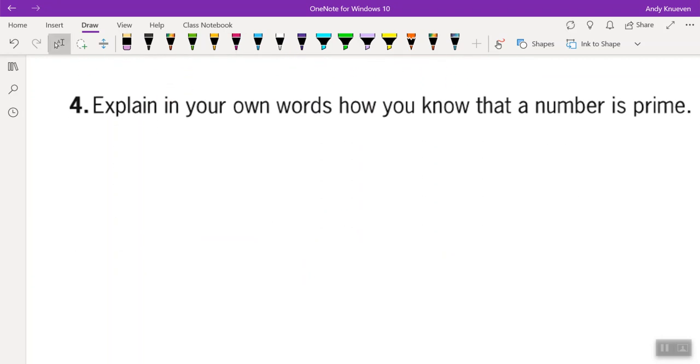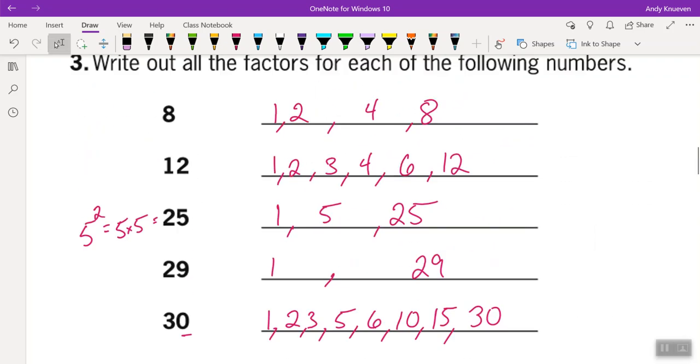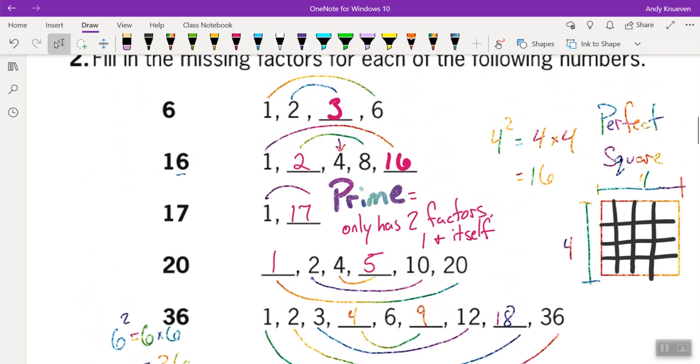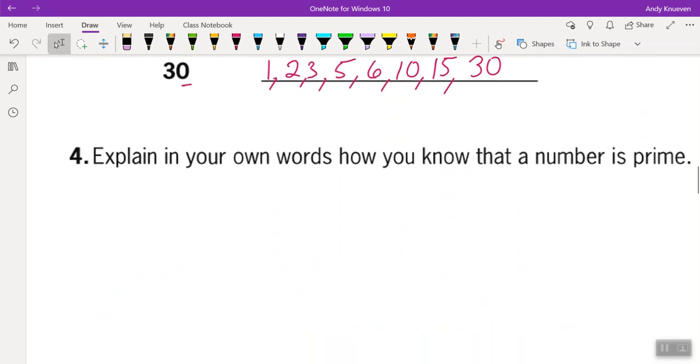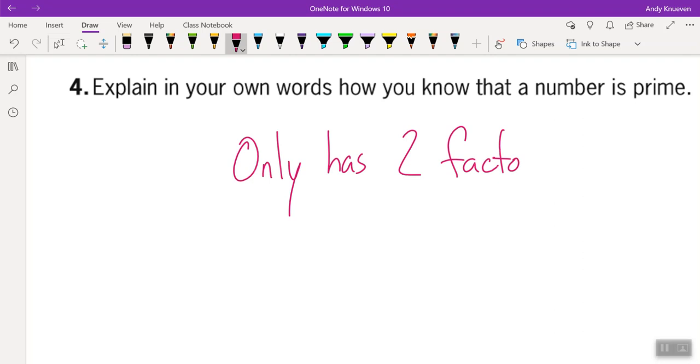All right, explain in your own words how you know that a number is prime. Take a moment, think about that. We just talked about it before, so if you need to scroll up, look just above at what we talked about, what a prime number is. But a prime number only has 2 factors, 1 and itself.